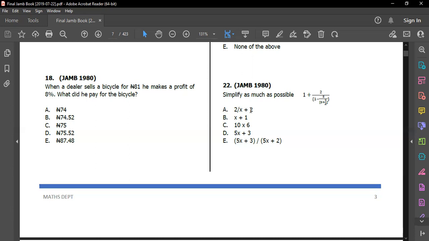1 plus 5x plus 2, so your answer is 5x plus 3. That is 1 plus 2 plus 5x. This is answer D. Answer D, 5x plus 3.